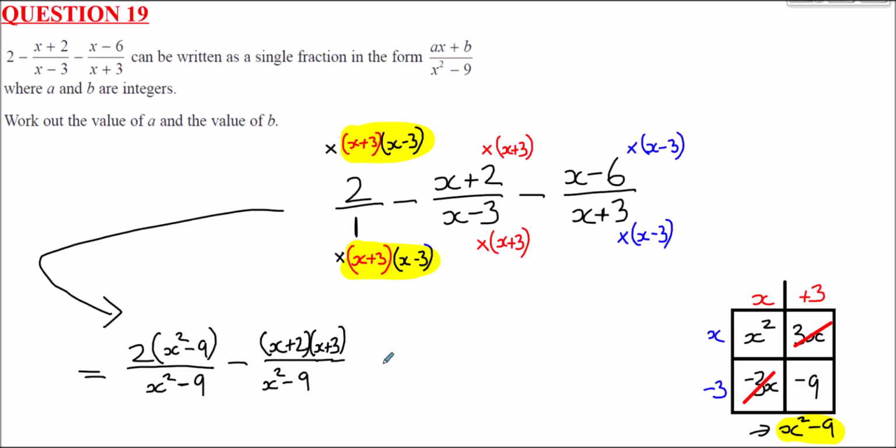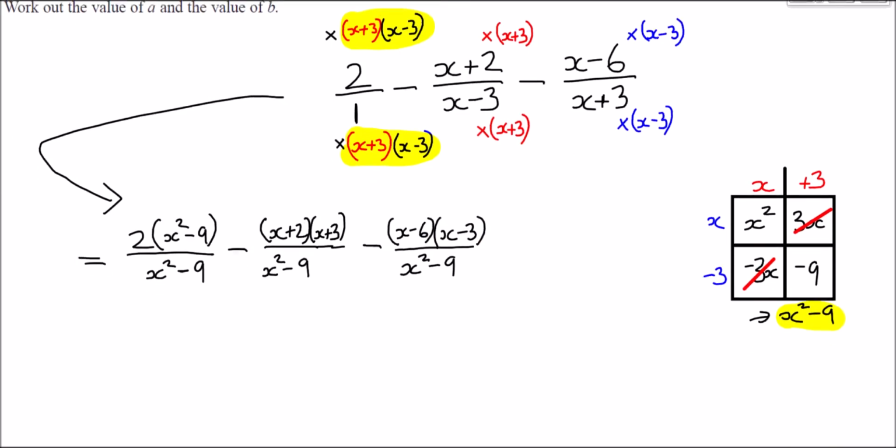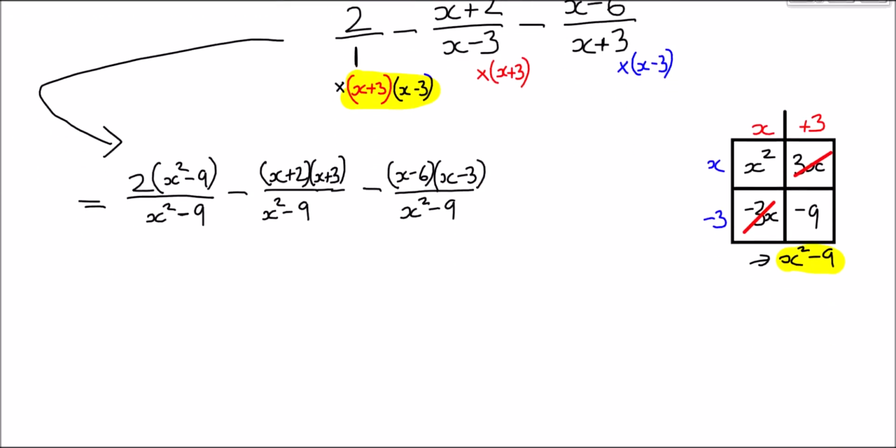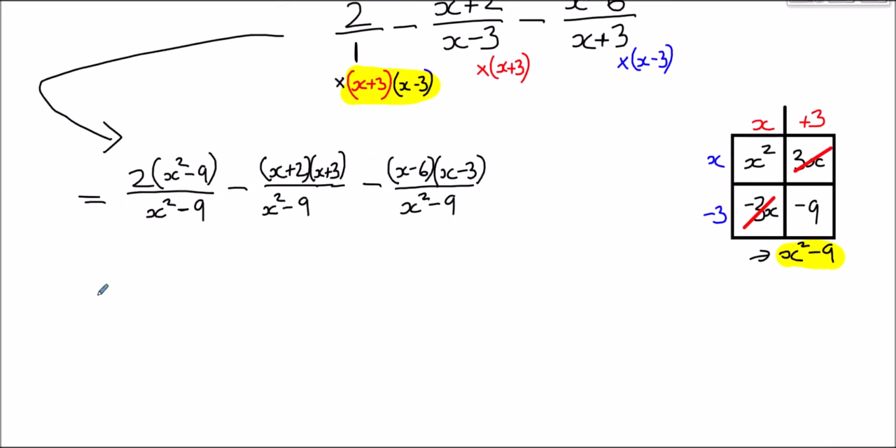And this one, again, we're going to have x plus 3 multiplied by x minus 3 from the bottom. So again, the denominator there will become x squared minus 9, which is what we wanted. We wanted the denominators to become the same, so we can combine them, which we'll do soon. The top, we're taking the x minus 6 and multiplying that by the x minus 3. So now we can expand these out, and then we can begin to think about combining them very soon.